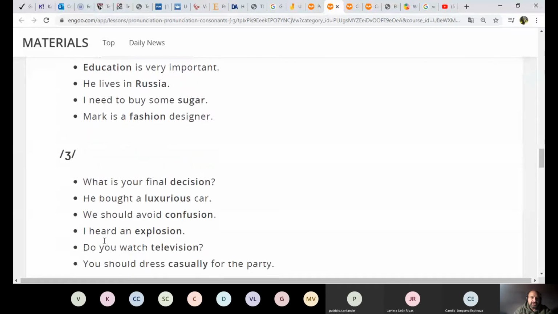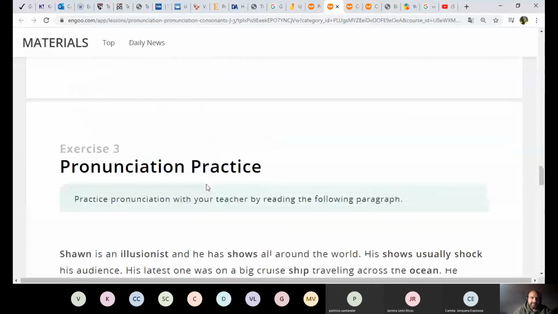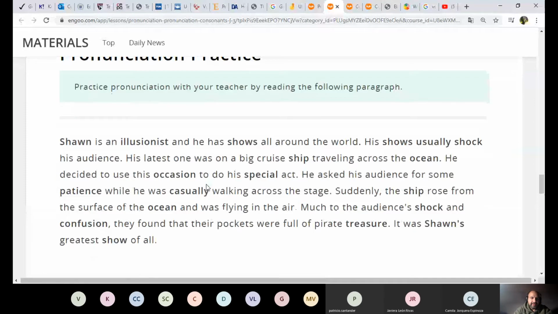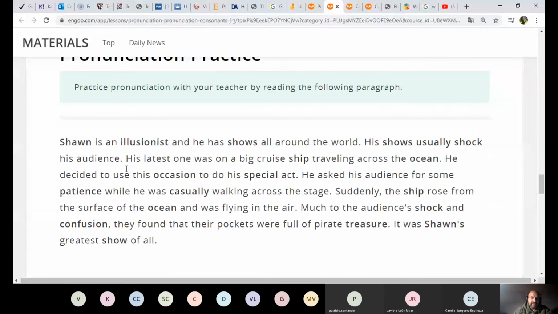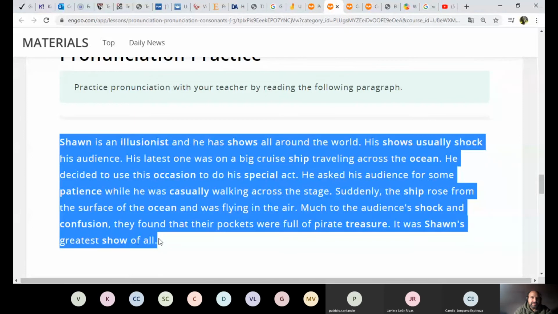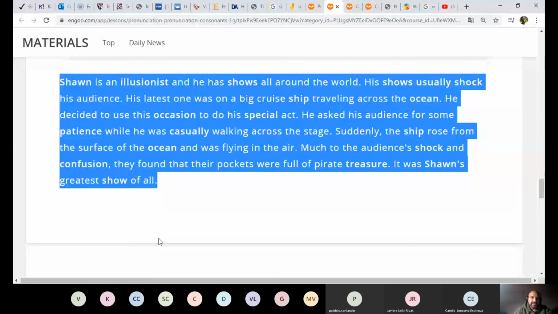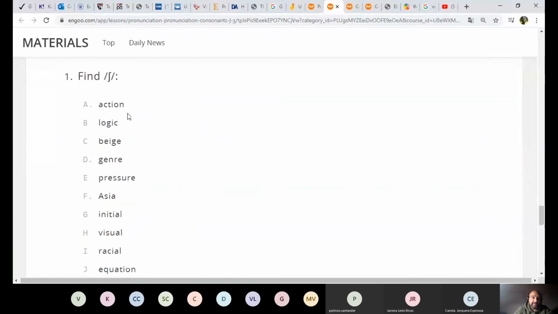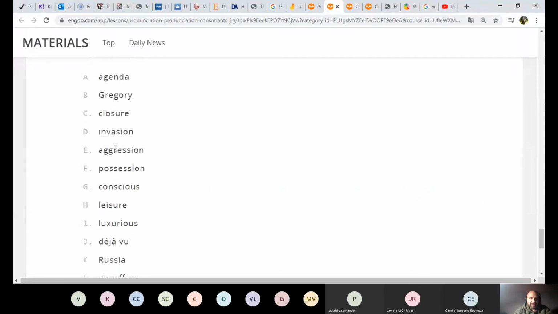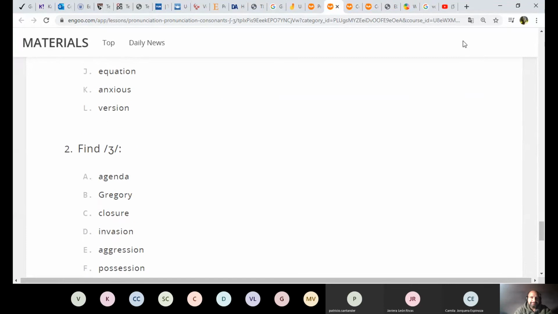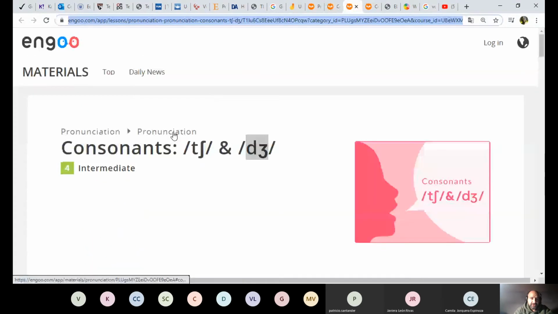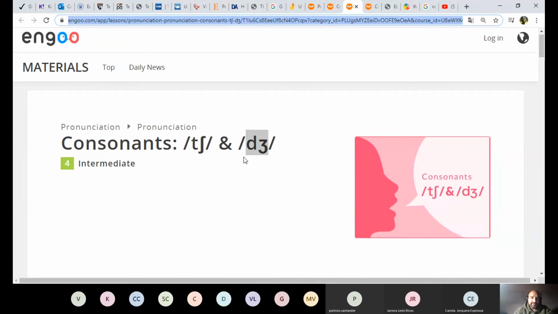What is your final decision? And then you get a paragraph. And finally, you get to an exercise in which you need to find in which words these phonemes are present, both sh and j. And this is a structure that you get in all of the websites, not only the ones that I just showed you, but also with ch and j, the same thing.